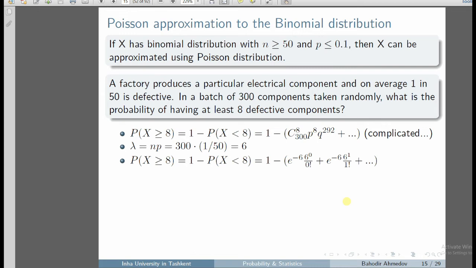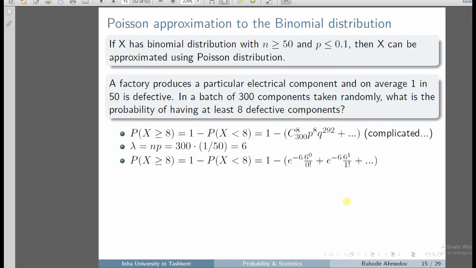If the probability that a chosen item is defective is 1 over 50, out of 50 items, how many defective items do you expect? You expect 1, right? Out of 100, how many defective items do you expect? 2. Out of 300, 6, right? This is the lambda, okay? You understand this? Then you use this lambda to evaluate this probability using the Poisson distribution, right?